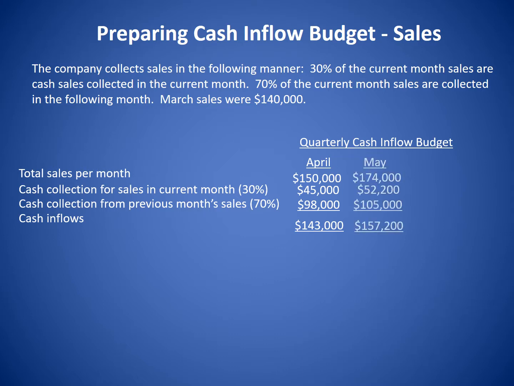$143,000. We repeat that process for May, and we repeat it again for June. So we see that we have a series of cash inflows, and they differ based upon our sales and our collections.